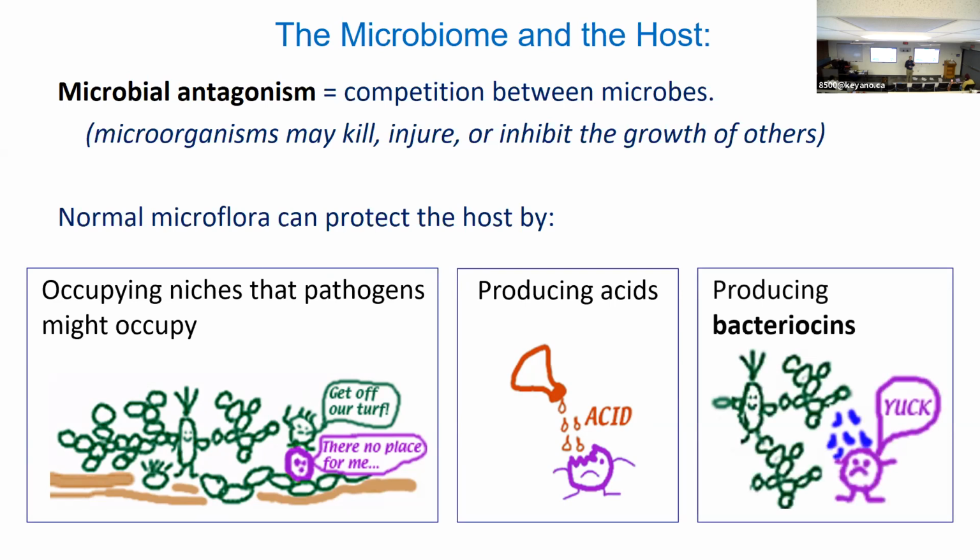Some of them produce proteins called bacteriocins. I don't know if I have it defined in the notes. It's basically a protein produced by one bacteria that inhibits growth of another bacteria. Sometimes they're even closely related. So they have mechanisms for, and this is just your normal biology, ecology kind of thing, where one organism is living here and it prevents the growth of another organism there.